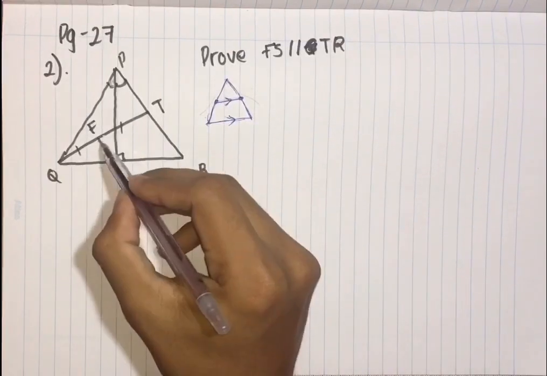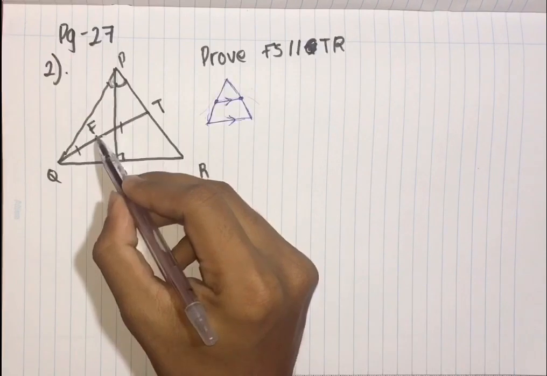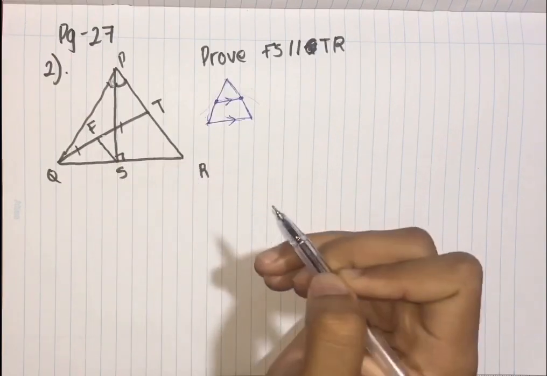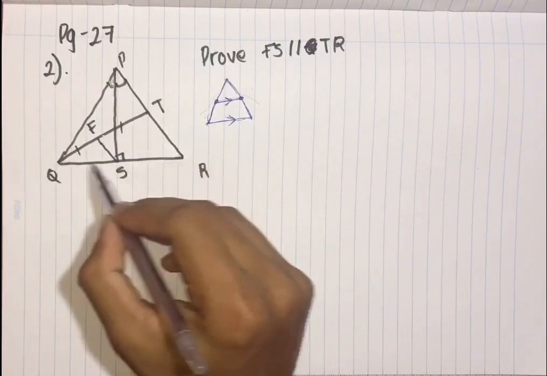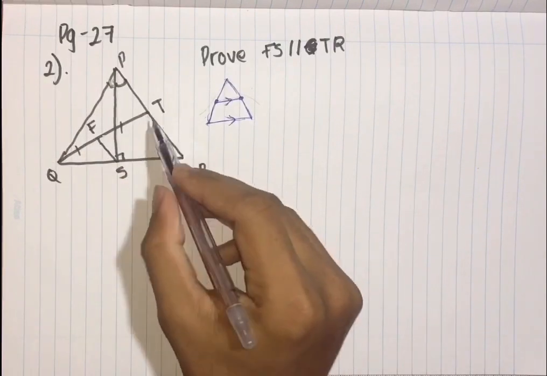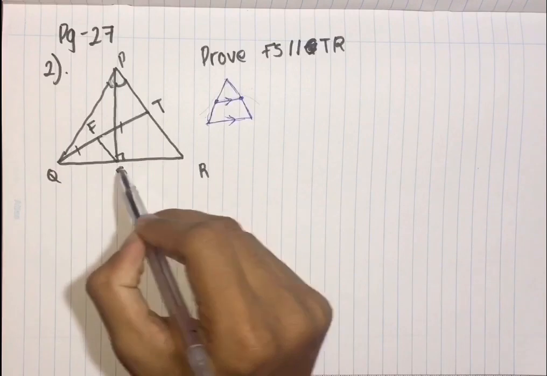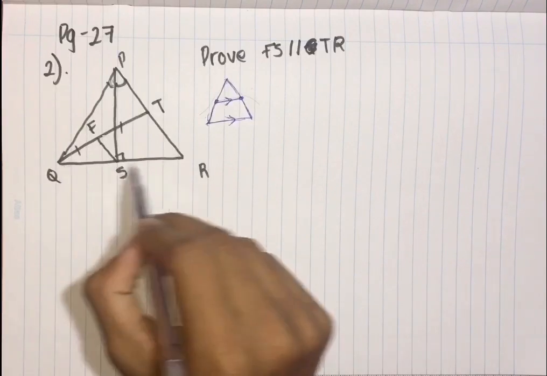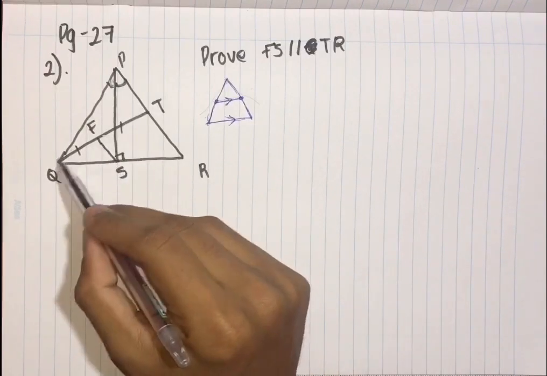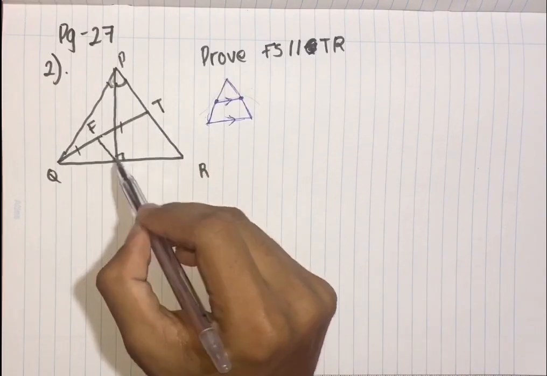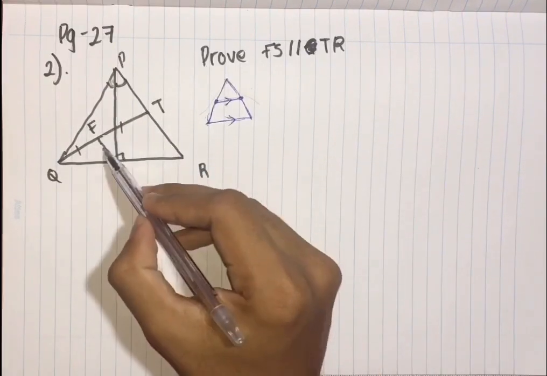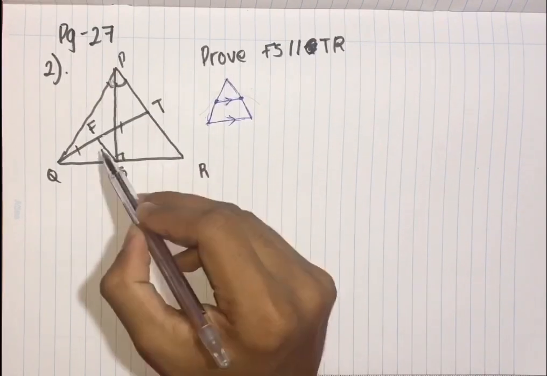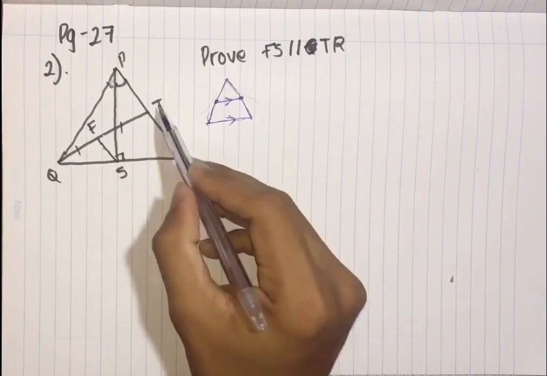Now if you need to prove that FS is parallel to TR, you have to use this triangle. Somewhere at last you have to use this triangle and show that S is the midpoint of QR, and also F is the midpoint of QT. Therefore, if you join the midpoints, what can you say according to the theorem? You can say that this is parallel, and also it is equal to half the length of TR.